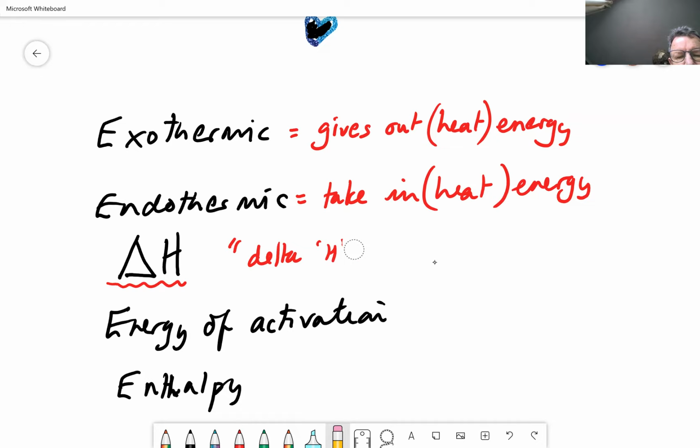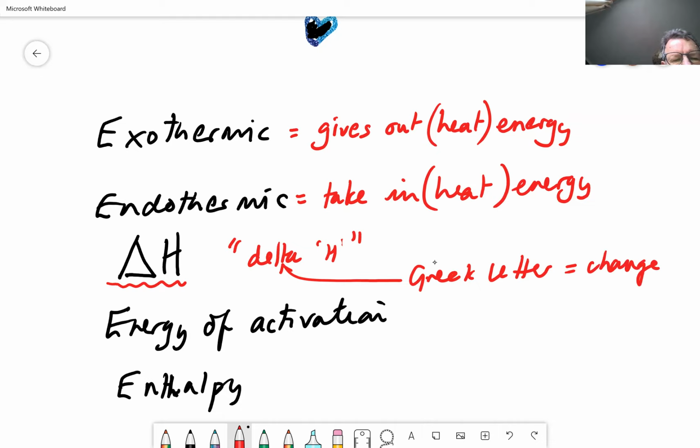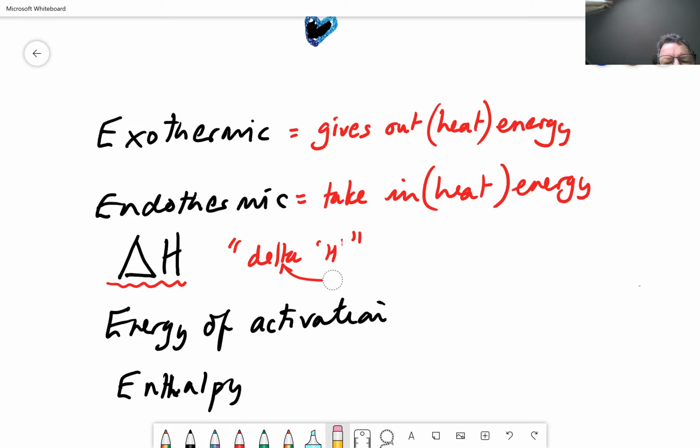Delta H. This here is a Greek letter, and the Greek letter means change. So it's the change in heat energy. The triangle here is a letter meaning change in H, heat energy. That's what it means. We say it is delta H, but it means change in heat energy.